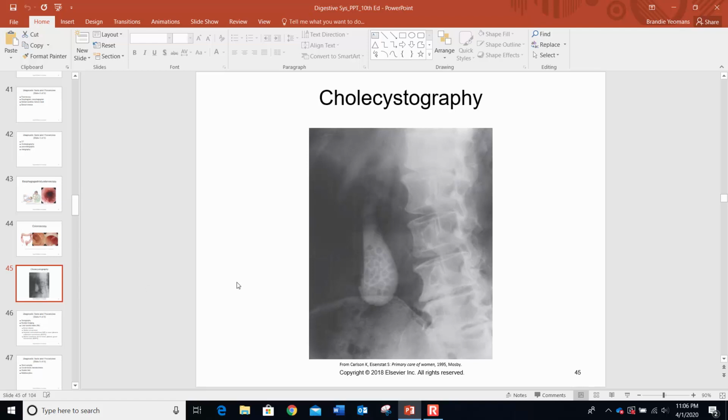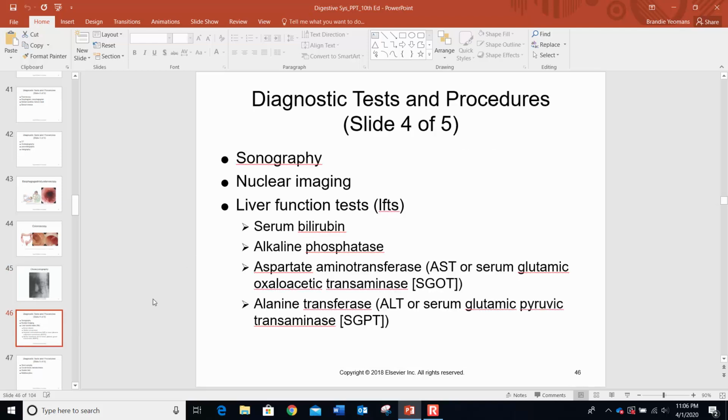This is a great picture using contrast medium. So this little teardrop looking portion is the gallbladder. And inside the gallbladder, those little dots there are gallstones. So with this procedure, it's a cholecystography. This is the process of looking at the cholecysto, which is the gallbladder. And with this x-ray, we use contrast medium, so all this is brightened. We can see it better.